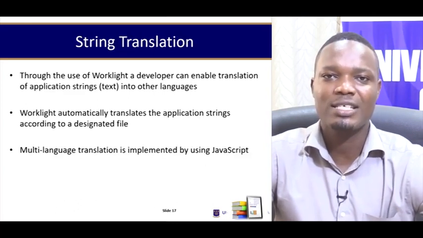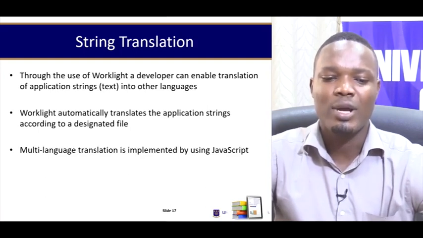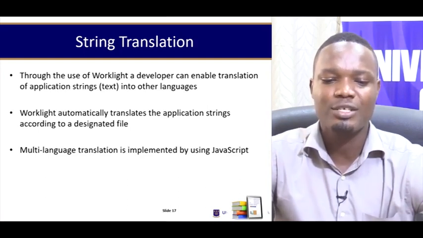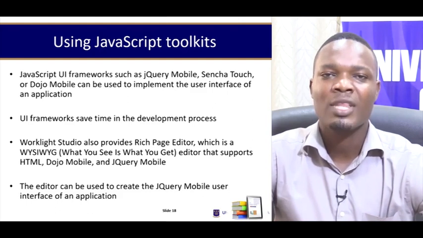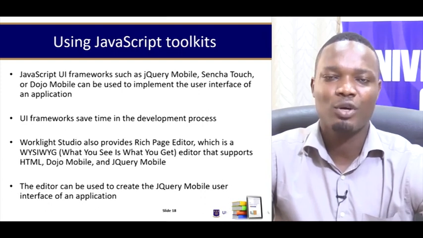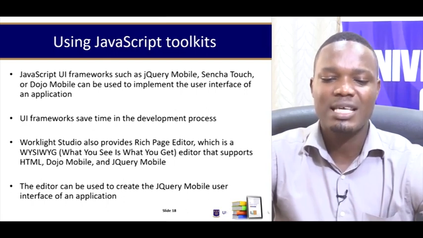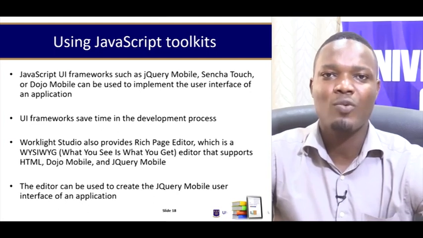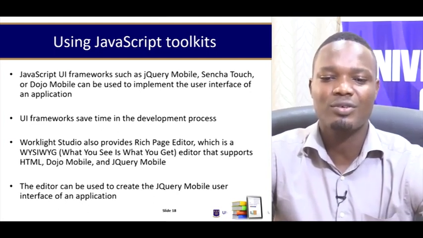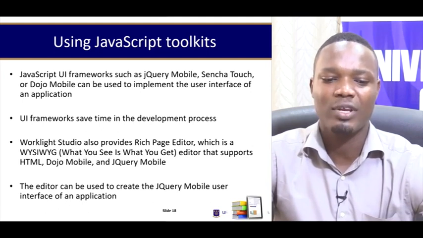There's also the functionality of string translation. Now, Worklight automatically translates the application strings according to a designated file. So here you can now target several languages. Worklight provides that feature also. Also, Worklight provides JavaScript toolkits that will enhance development of UI. Here we can use Dojo, we can use SensorTouch, we can use jQuery Mobile. During the course, we'll explore how we can integrate all of these JavaScript toolkits into our application development.